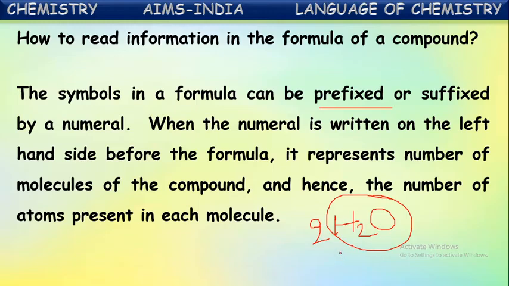So the total number of hydrogen atoms now becomes 4. At the same time, in the water molecule, each molecule has one oxygen atom. If 2 molecules are taken, then the total number of oxygen atoms becomes 2. In this way, if a number is written in front of the molecular formula as a prefix, it represents the number of molecules of that compound, and hence the number of atoms present in the molecules also.